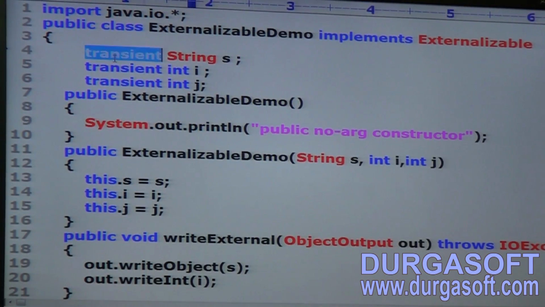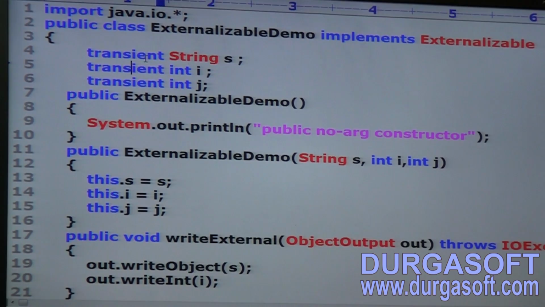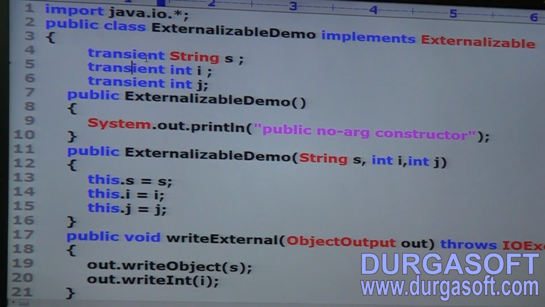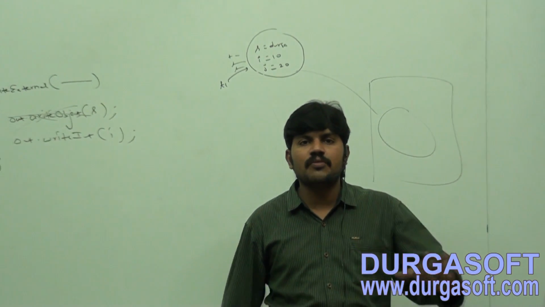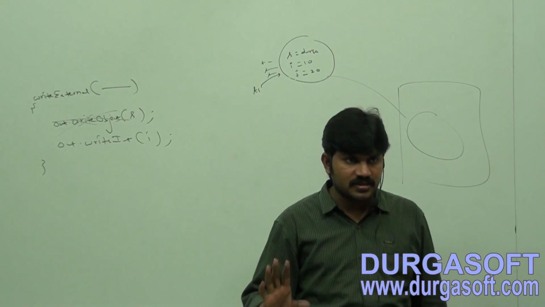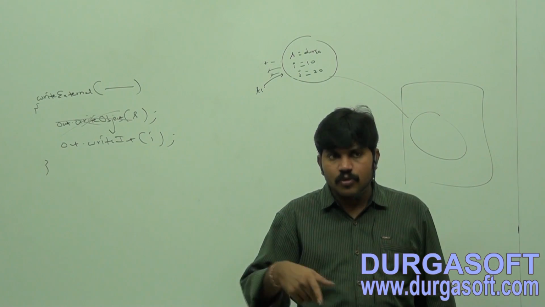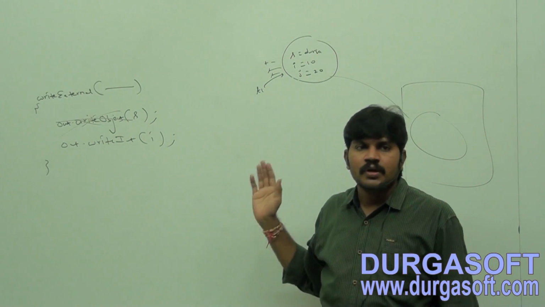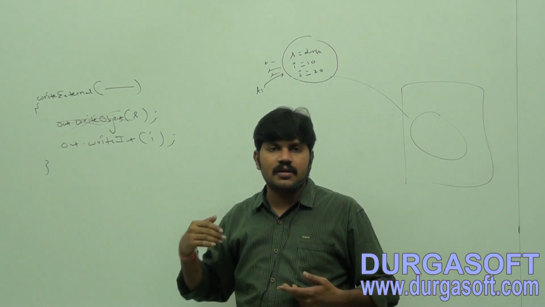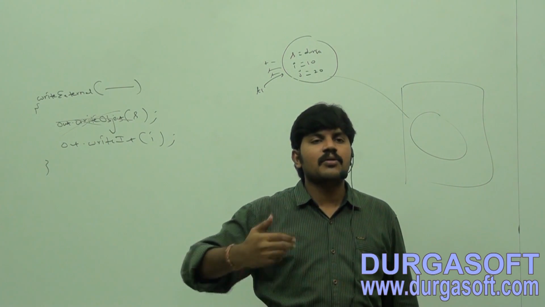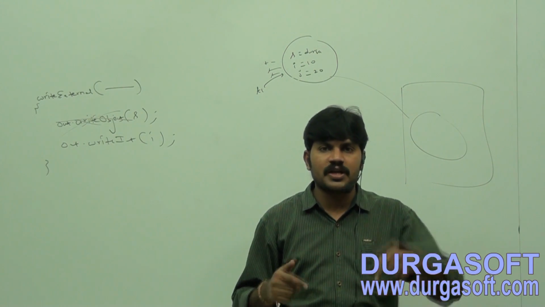Whether the variables are transient or not, there is no effect in the externalization concept. So the transient keyword won't play any role in externalization. Of course, it is not required. Any explanation required? Because who is saving data to the file? The programmer. Sir, if you don't want to save, don't write that line. If JVM is saving, then I have to convey to the JVM, don't save this value because it is secure.